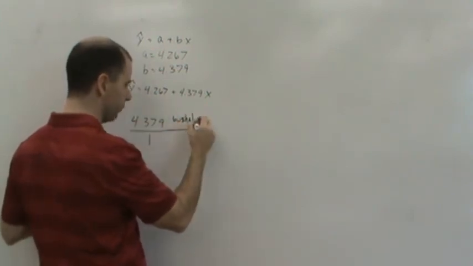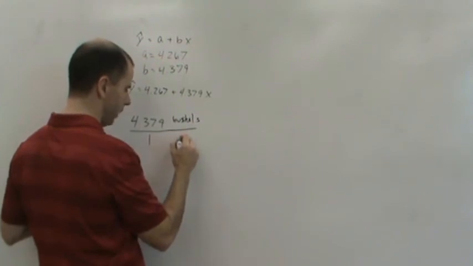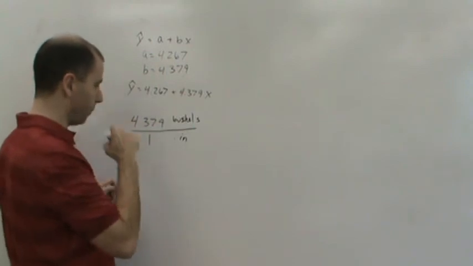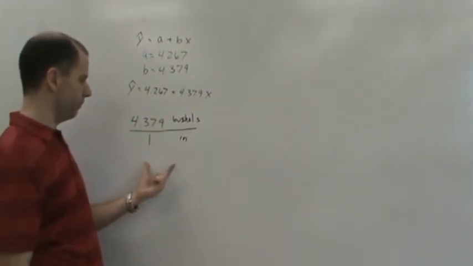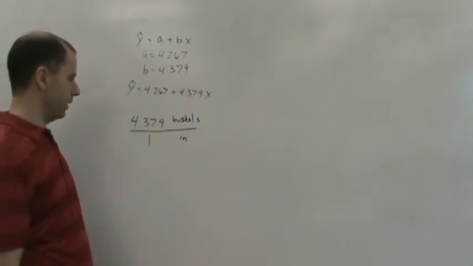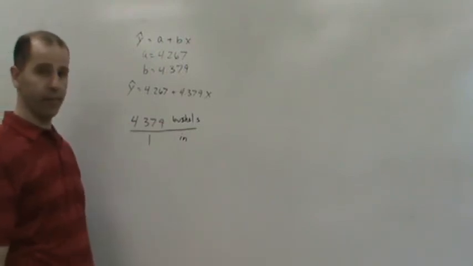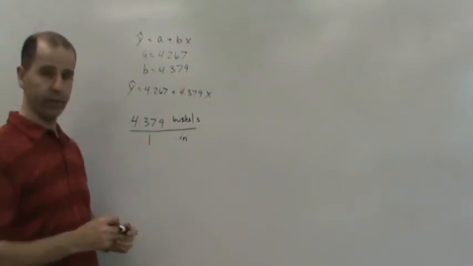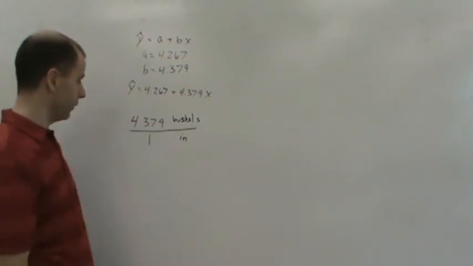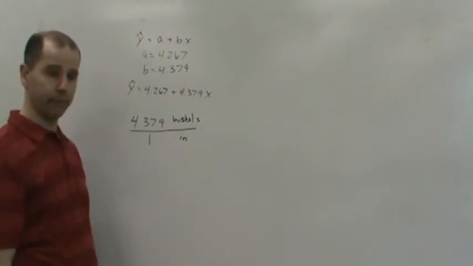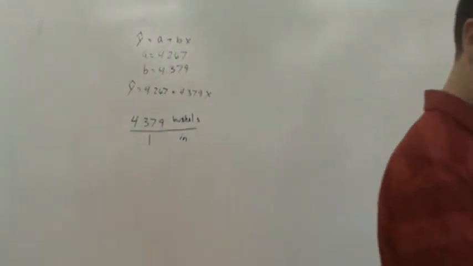So bushels of wheat per inch of rainfall. So bushels per inch. So for every 1 inch increase in rain, we should expect an increase in the amount of bushels per acre of about 4.4 bushels per acre. Okay? So I hope that makes sense. Okay? So let's do another one.